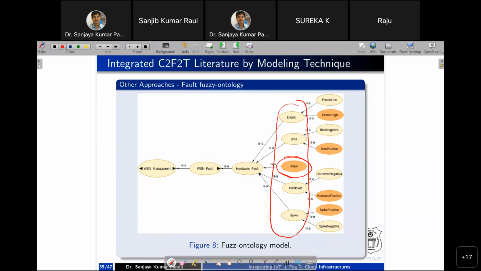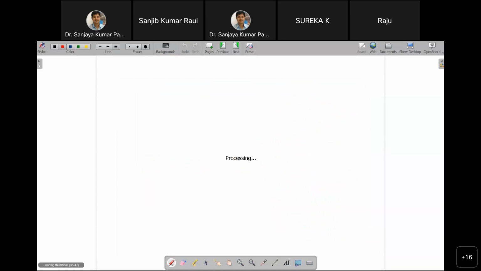And each and every fault they considered in the form of fuzzy logic. Like in fuzzy logic, we consider whether it is low or high, or whether it is very small, small, medium, high, very high. Such types of modeling you can find here. Like you can see here, it is low and high. In the bias case, it is negative or positive. In the hardover case, it is also negative and positive. In the spike case also, whether there is a spike or not, whether it is positive or negative. So in this way, they modeled the faults by using fuzzy logic concepts.